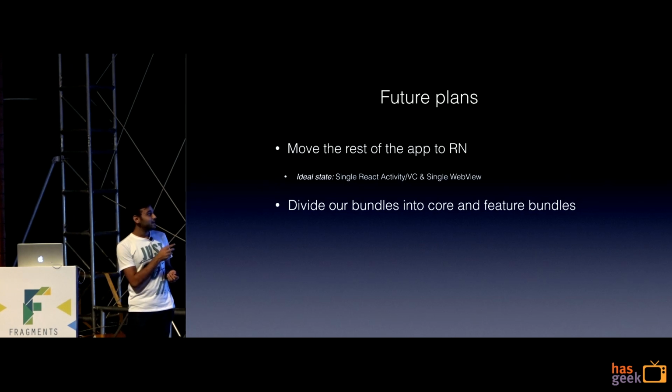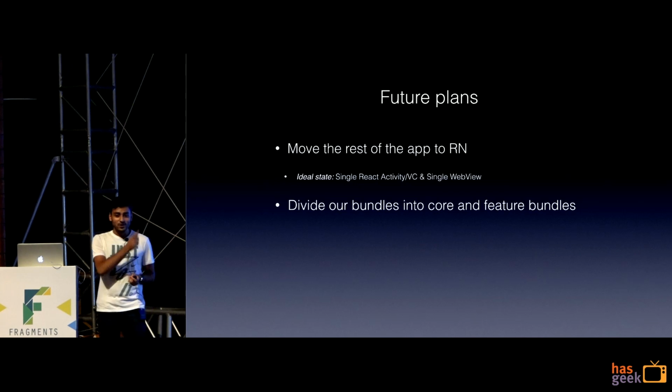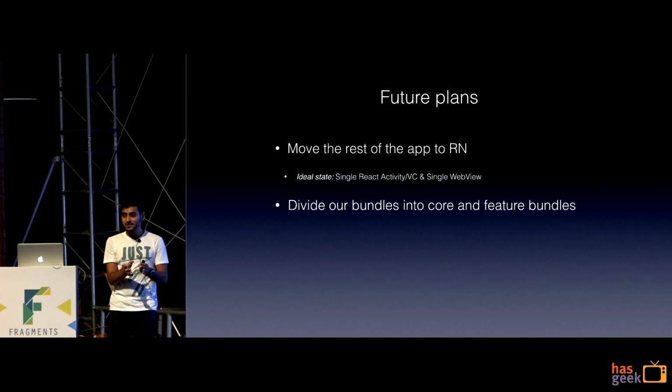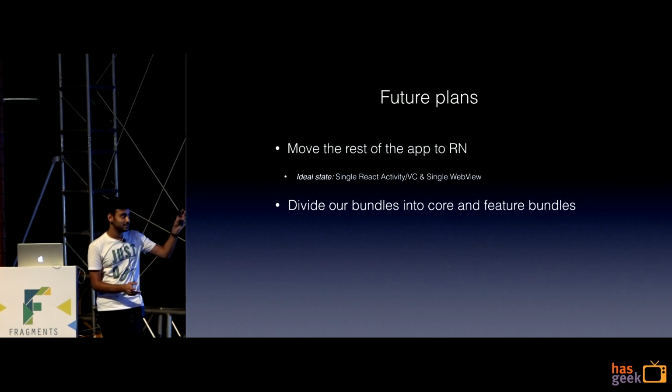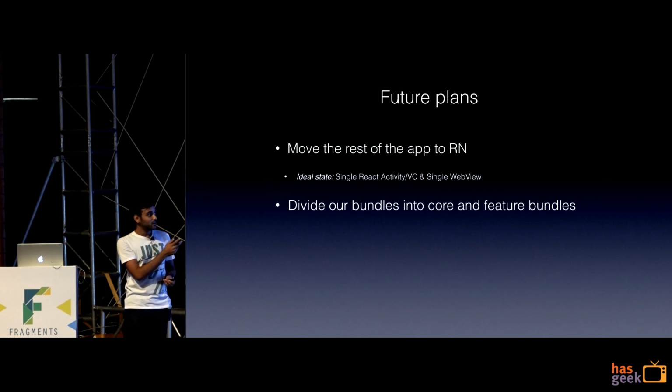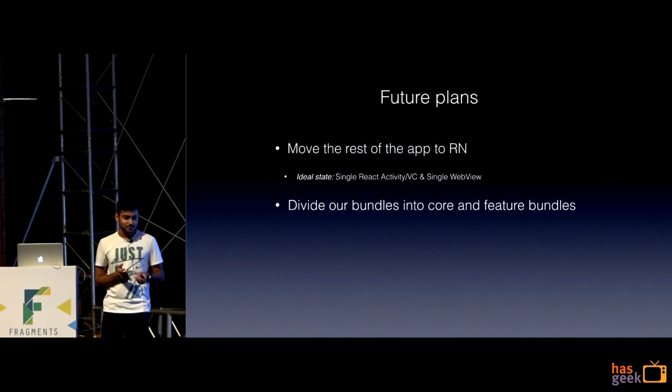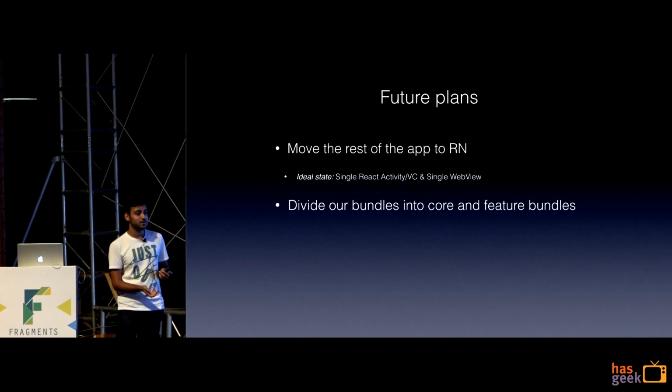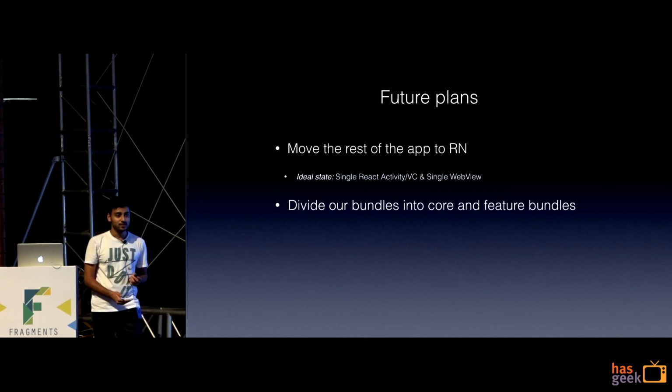Another thing was to divide our bundles into core and feature bundles. Earlier I mentioned the second part, where the bundle is loaded onto your JavaScript engine, which we could optimize. This is the part where I said that I'll link it later. So we can divide our bundle into core and feature bundles, and the first time the app is loading up, to save on time, we can only load the feature bundle that is required for the home screen. So this is one of the approaches.